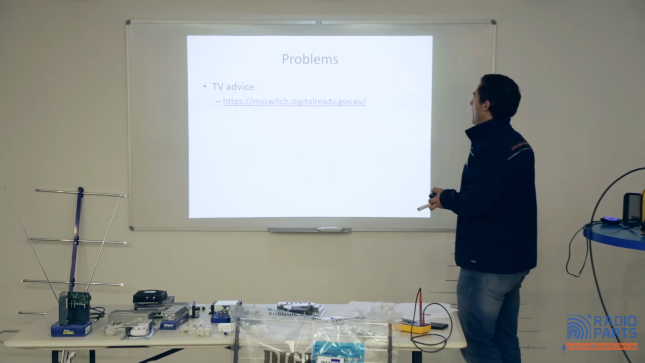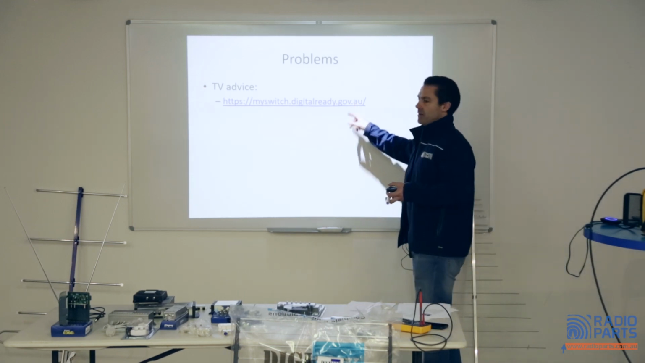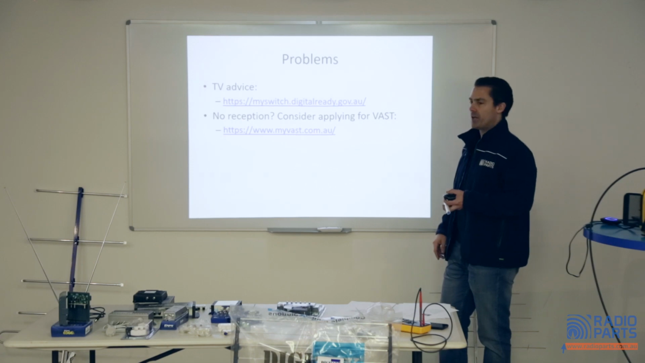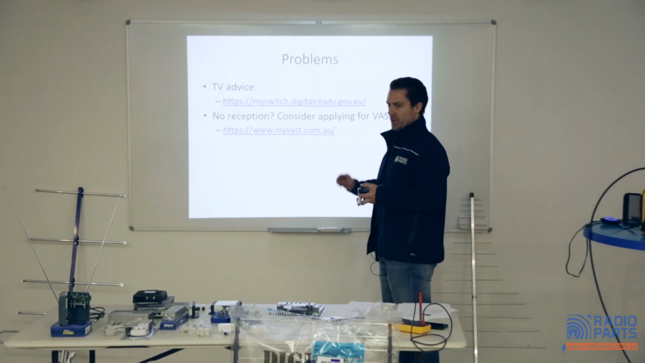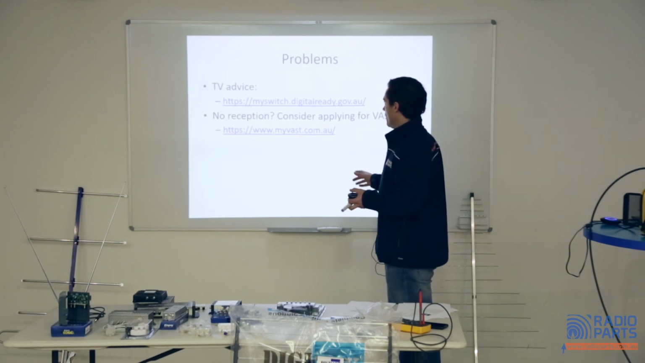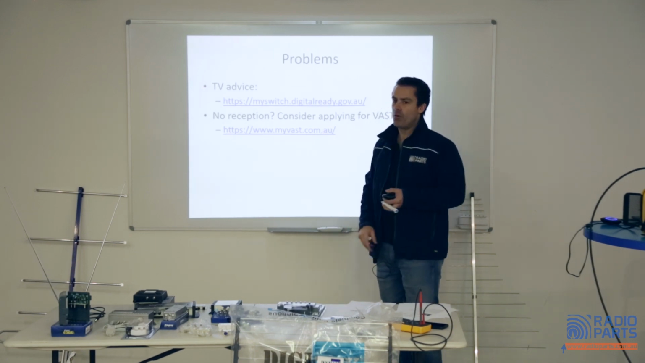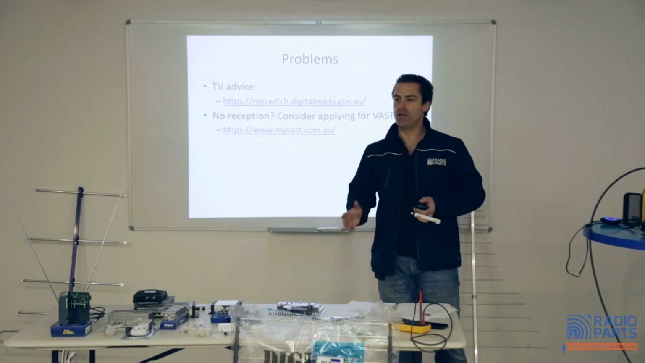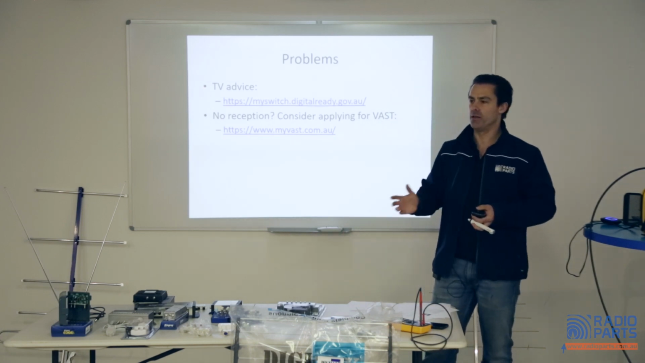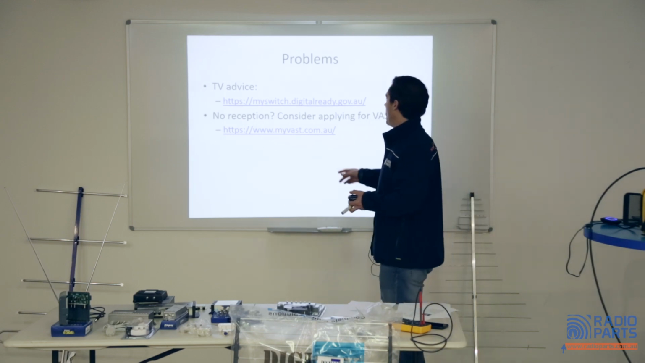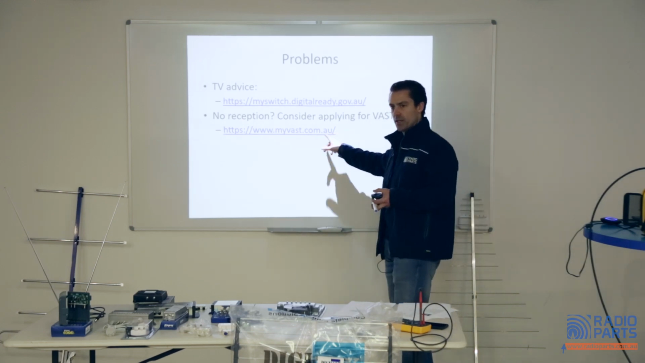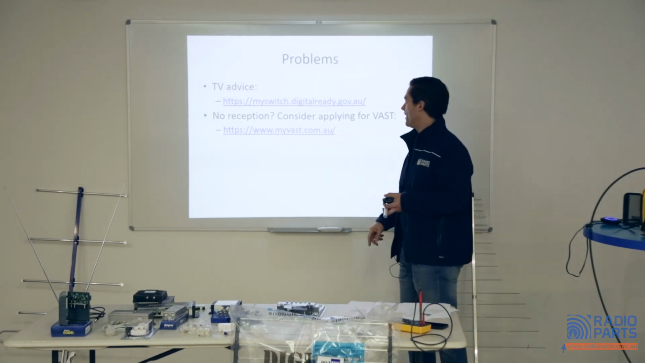Some quick ones. The MySwitch website, that's kind of useful for working out what antenna and where you should be pointing it. But obviously, local conditions will vary it. If you've got no reception at all, and you've tried everything, then you do have VAST in Australia, so you can plug in satellite, single LNB, and get a satellite box, and you can pick up TV that way. So myvast.com.au.